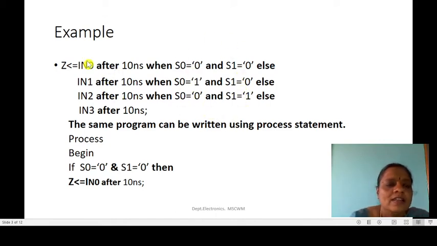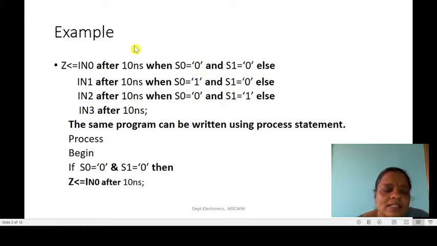Here you see the working. Z is called what? Your target signal. And this is the signal assignment statement. This is your example for the conditional signal assignment statement. That means depending on these conditions, they are going to execute and give the value to this target signal, when some event occurs on these signals, that is IN0 to IN3, and in the same way for the conditions.